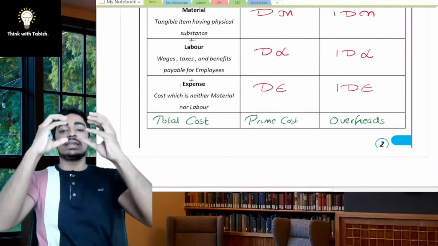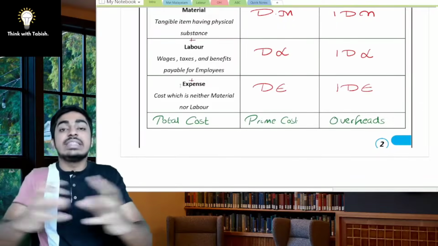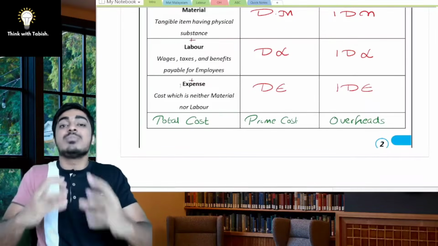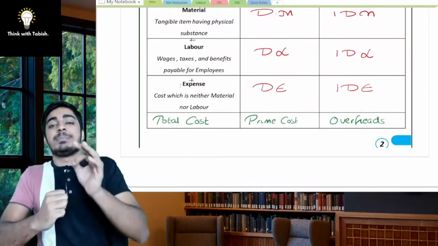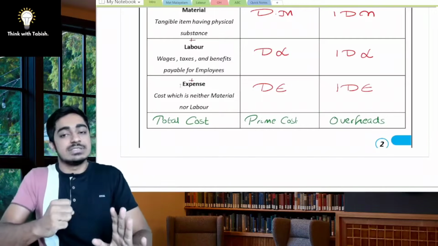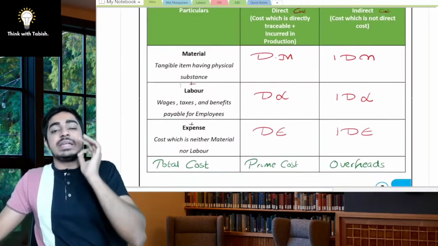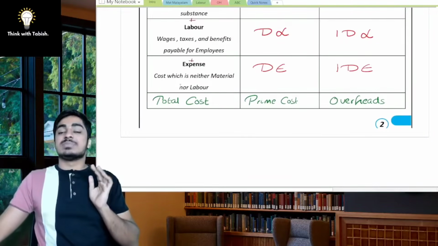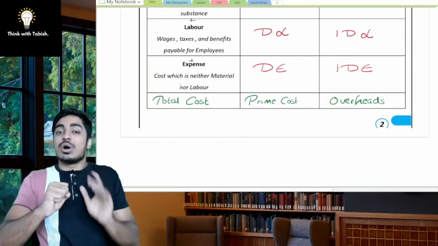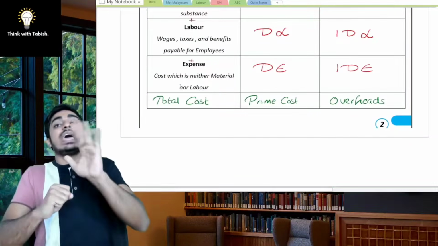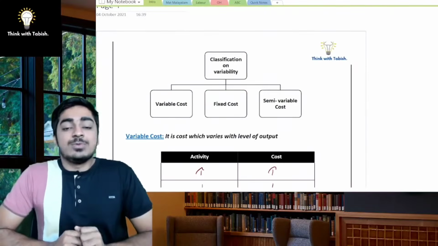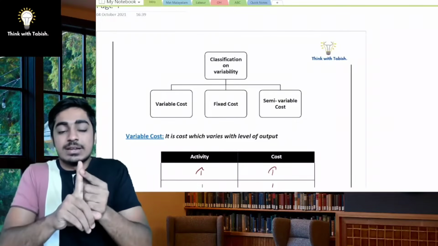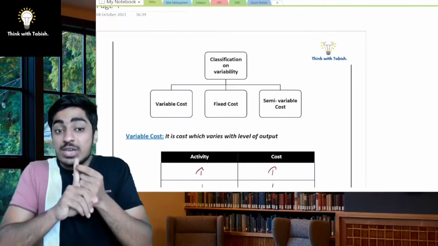So direct material, direct labor, direct expense, together we call them prime cost. Cost which is very important to manufacture the product, which is prime to manufacture the product or service. And indirect material plus indirect labor plus indirect expense, we call it overheads. Cost which is incurred over and above the prime cost. Clear? So these are the elements of cost. Next, we went to classification of cost. First, we've learned classification of cost based on variability.